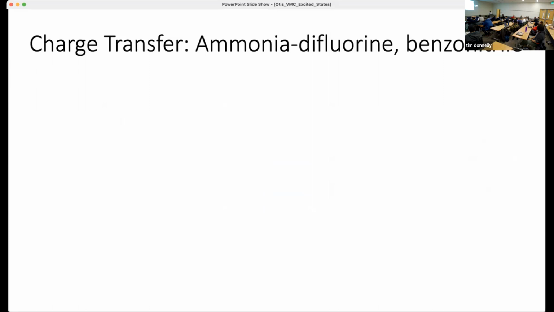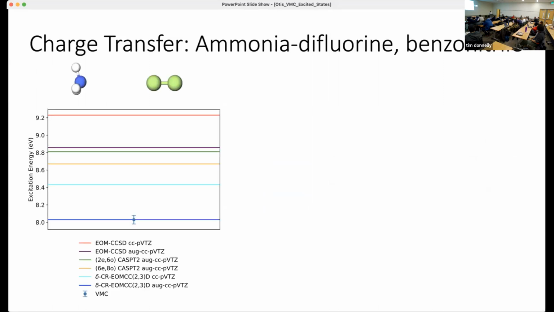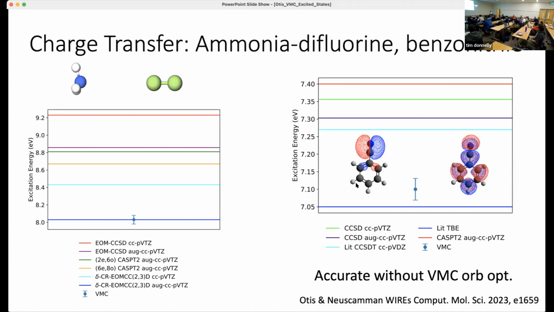In this next category of excited states with charge transfer, this ammonia-fluorine case and this benzonitrile example, the situation is reversed from what we just saw with double excitations. It's now coupled cluster theory with augmented basis sets that's the most accurate and in best agreement with VMC, while in contrast, CASPT2, in green and yellow on the left and red on the right, has, again, errors of multiple tenths of an eV, often due to the limitations of state averaging when you've got these charge transfer cases.